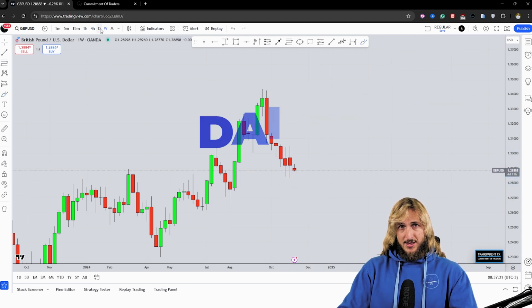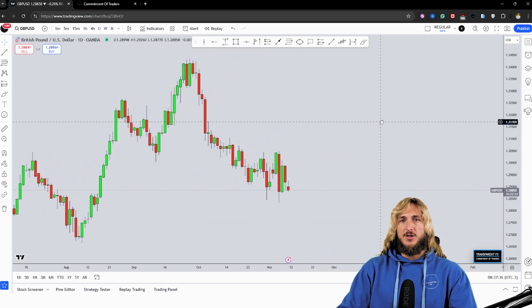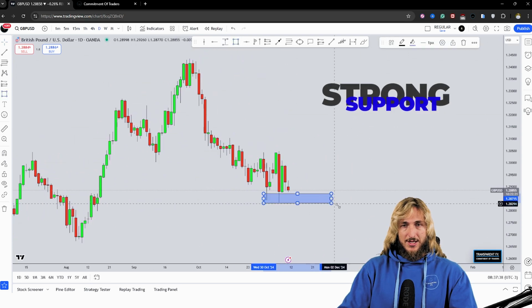Now, dropping down on the daily time frame, what do we see? From a daily standpoint, what we can notice is that the market has been creating a floor of support at this zone.